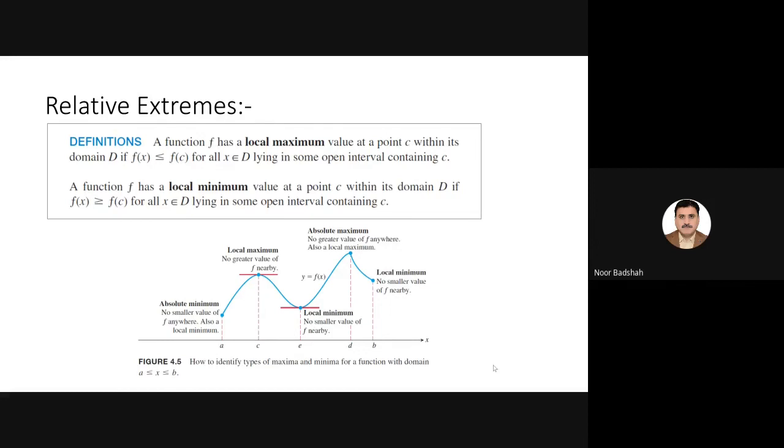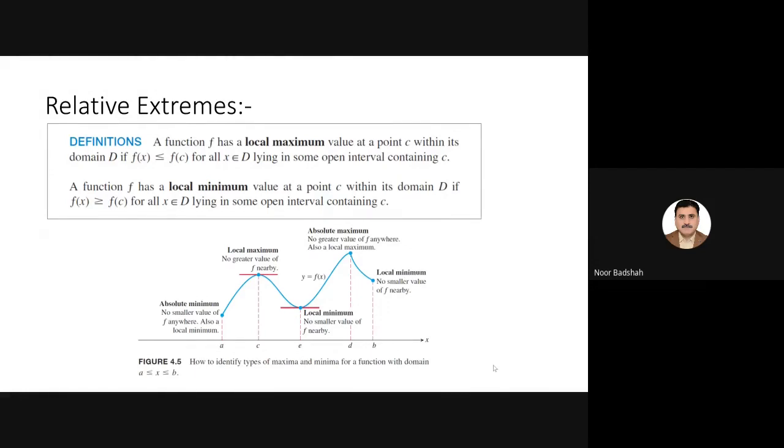If you remember, I explained absolute extreme. Absolute maximum is the largest value in a domain or in an interval, that is the largest value in the whole domain. And absolute minimum was defined as the smallest value in the whole domain. While a relative, or we may call it local, extreme can be defined as: local maximum is the largest value in a small domain.